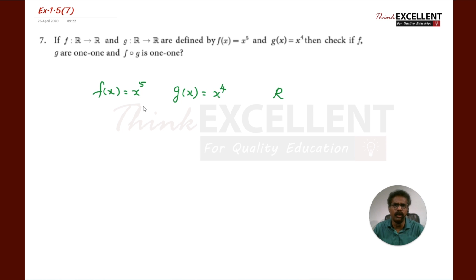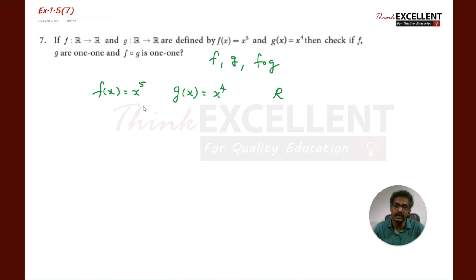All other numbers are real numbers. Okay. f is a function from R to R. So for the domain, you can take any real number and your answer is also some real number. And here, they defined two functions, f and g. What did they ask us to check? Check whether f, g are 1-1 and f composition g is 1-1. So they asked us to check three things. Which three? f, g, and f composition g.